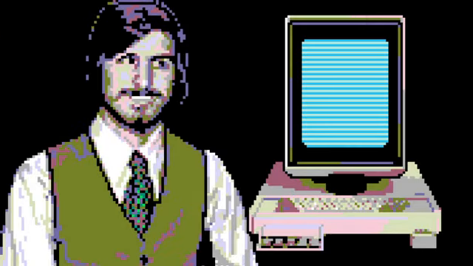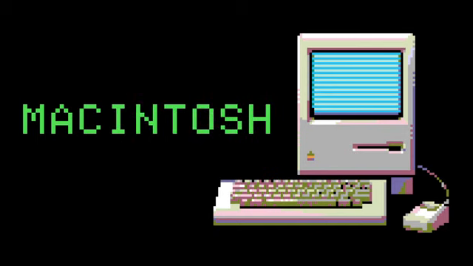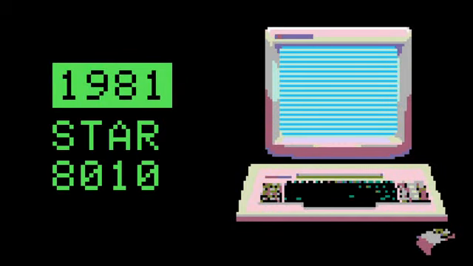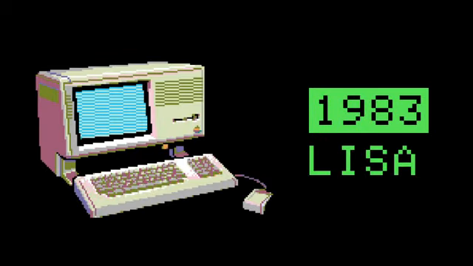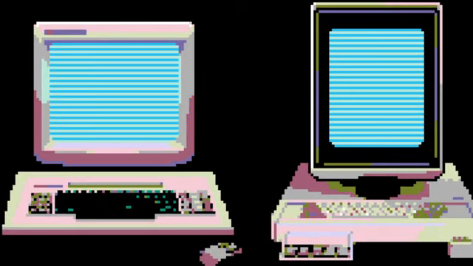Eventually, Apple got a load of the Alto and later released not one, but two computers with graphical interfaces, the Lisa and its more successful follow-up, the Macintosh. The Alto was never a commercial product, but Xerox did release a system based on it in 1981, the Star 8010. 2 years before the Lisa, 3 years before the Mac. It was the Star and the Alto that served as the foundation for the Macintosh.